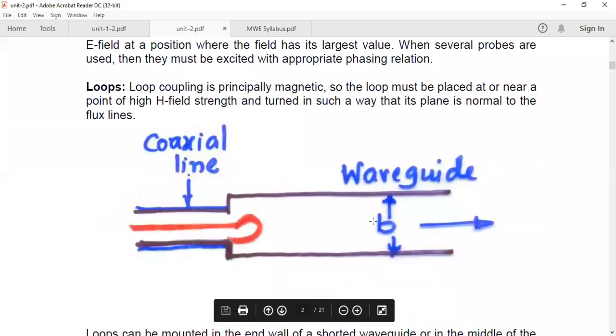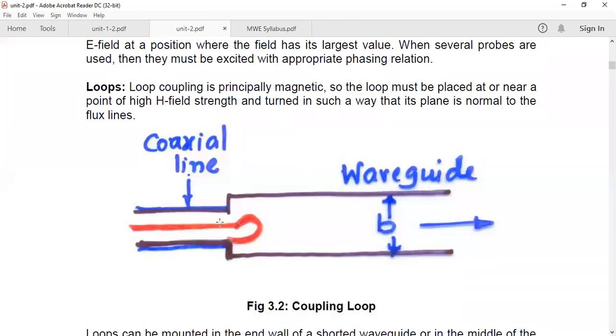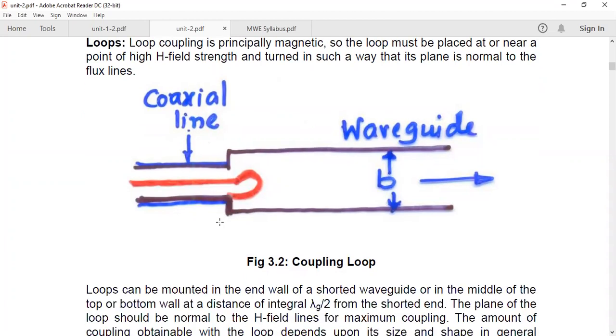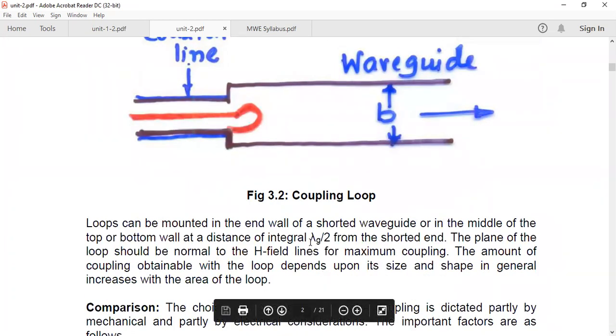In the same way, we have the loops. Now see here, this is my waveguide. I am inserting one of the edges of the loop into the waveguide for coupling. Remember this point: the distance is lambda g by 2 from the short end. Here the loops are in the direction of the magnetic field, parallel to the magnetic field lines.